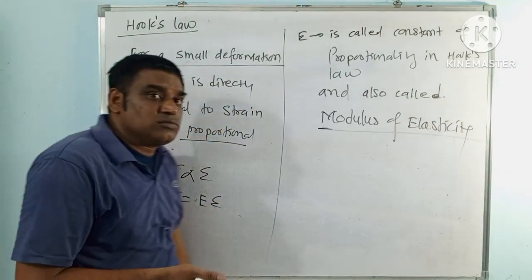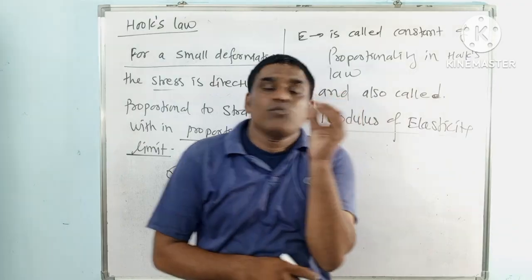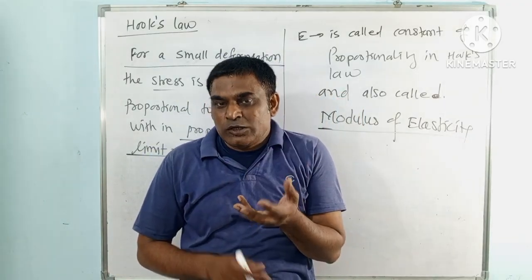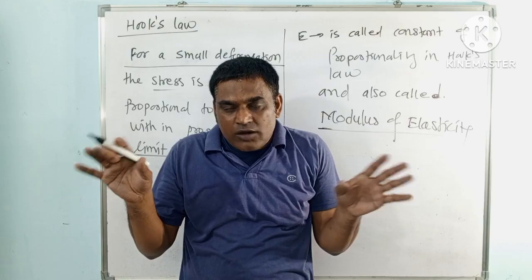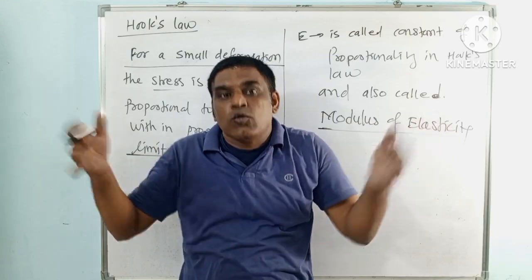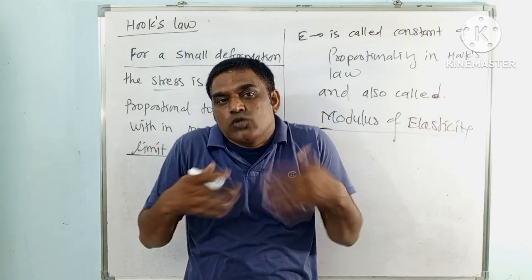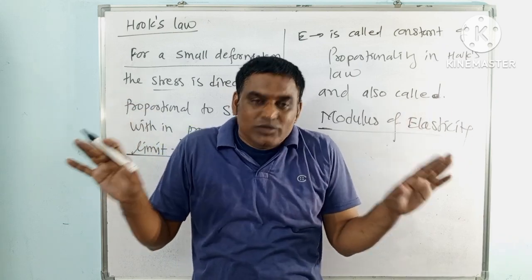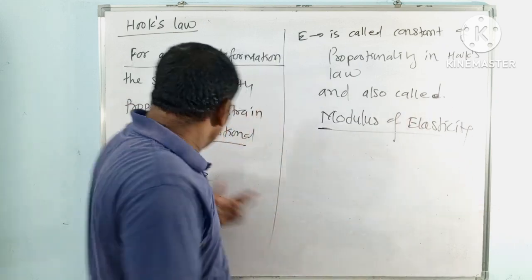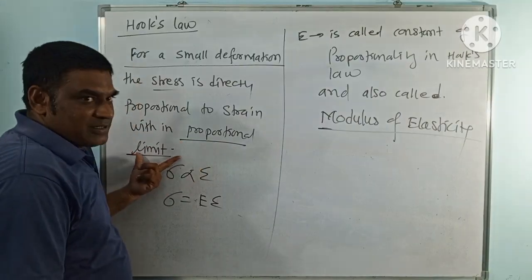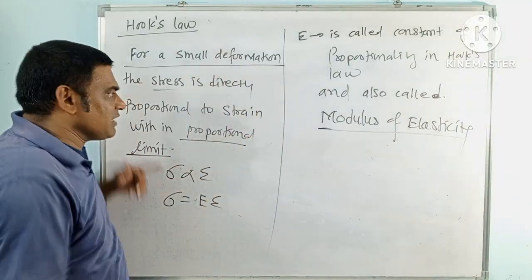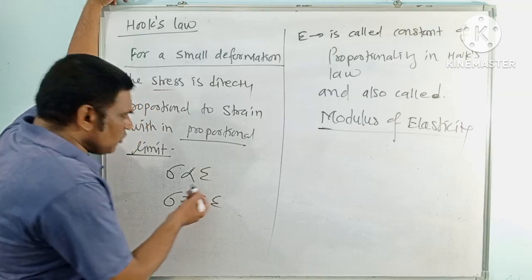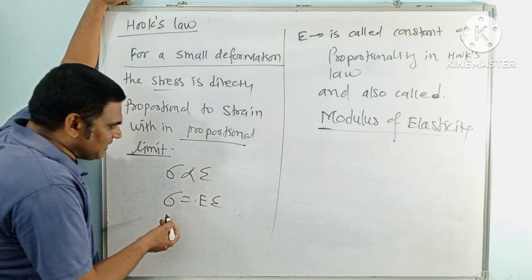If the force is more, then what? The body has some capacity to resist. If more and more force is applied, the body doesn't have the capacity to resist. So there is one limit, that is the proportional limit. In detail we will learn about the elastic limit later on. So first of all, let's complete this.